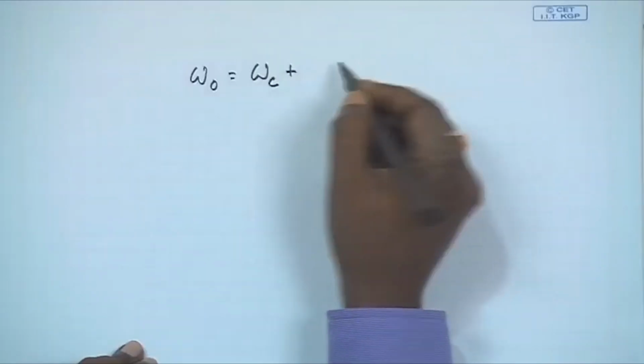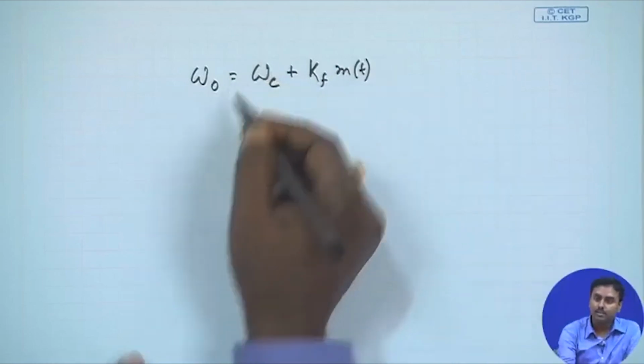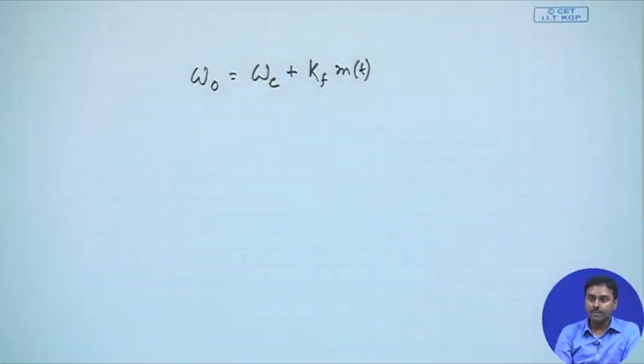Okay. So, what we have started exploring is the frequency output of the oscillator we are targeting, which we have proven should be omega c into kf into mt. We have defined what is omega c and what is kf. This is something we have already discussed, right.